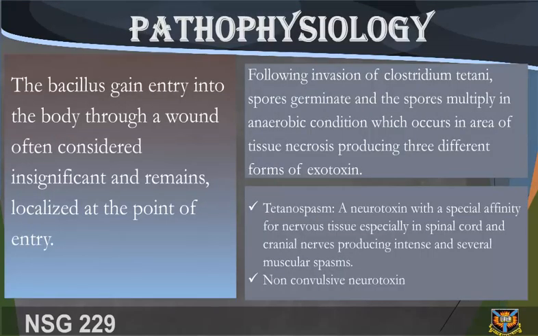Pathophysiology. The bacillus gains entry into the body through a wound often considered insignificant and remains localized at the point of entry. Following invasion of Clostridium tetani, spores germinate and multiply in anaerobic conditions, which occur in areas of tissue necrosis, producing 3 different forms of exotoxin. Tetanospasmin, a neurotoxin with a special affinity for nervous tissue, especially in the spinal cord and cranial nerves, producing intense and severe muscular spasms. Non-convulsive neurotoxin.